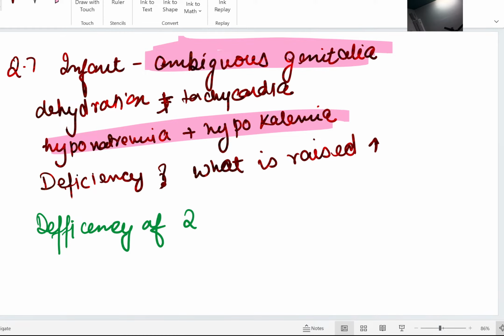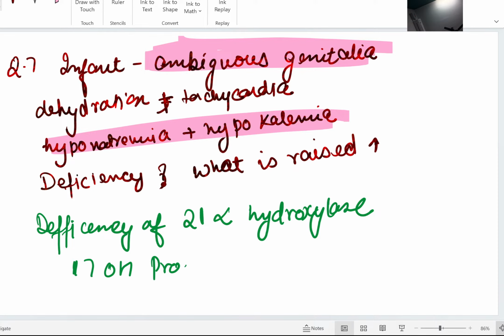It is deficiency of 21 alpha hydroxylase and 17 hydroxyprogesterone is increased. Is it okay? Will you remember it?